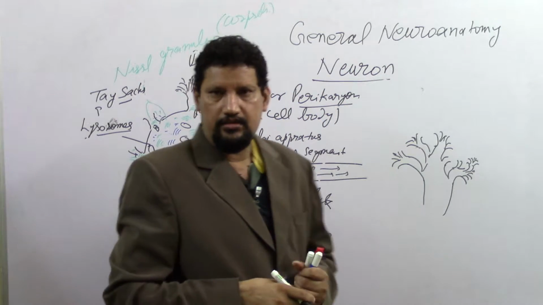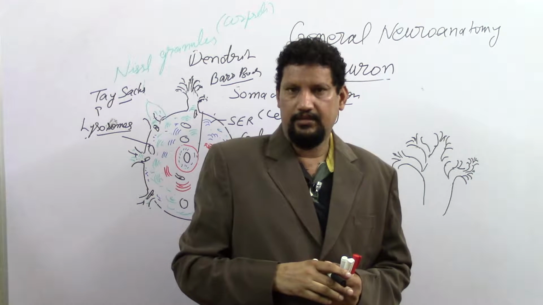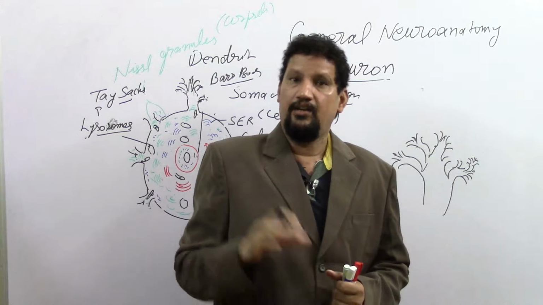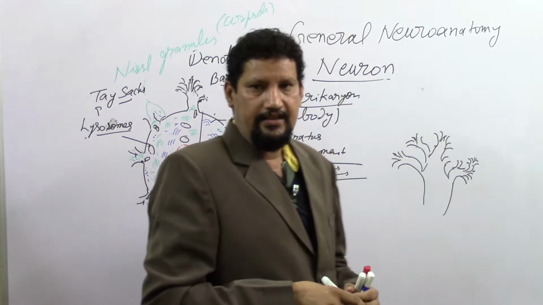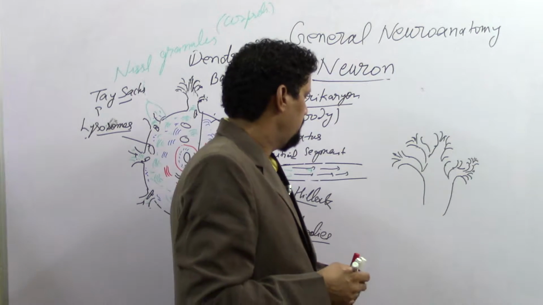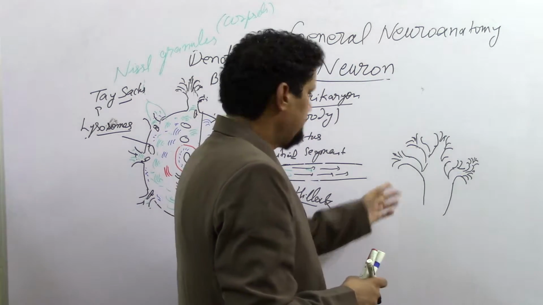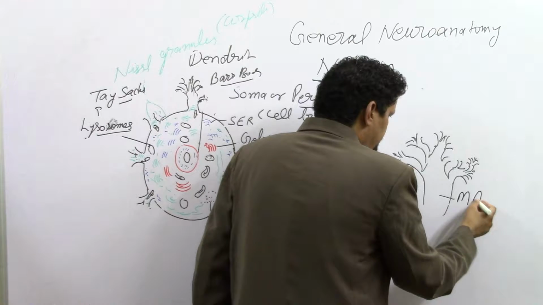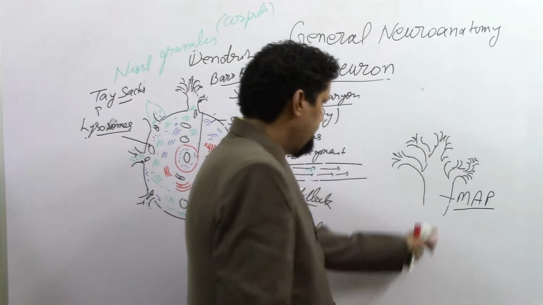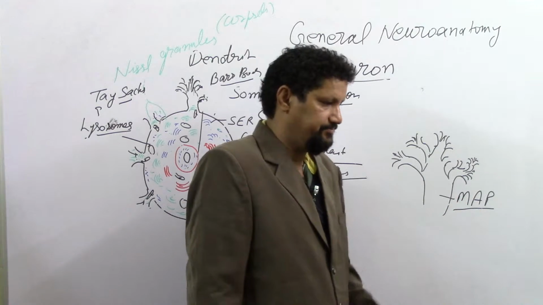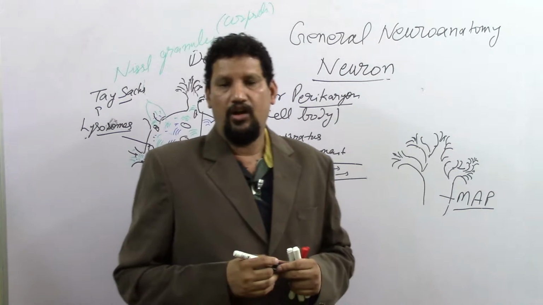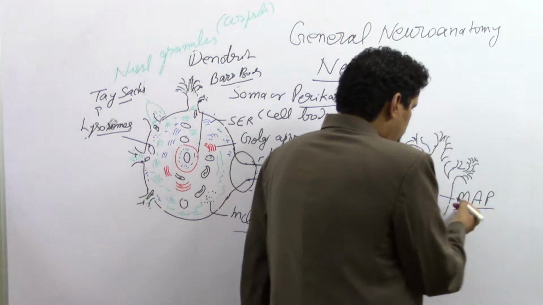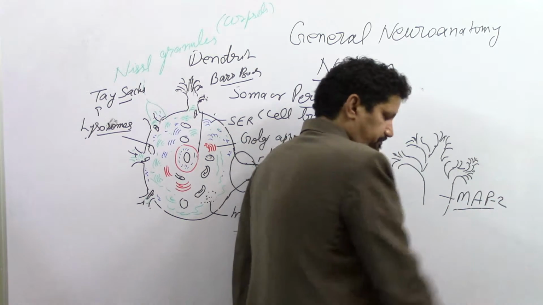As I have already told, neurons are contiguous. These are not continuous. These are not in physical contact with each other, but functionally these are attached to each other through synapses. So this is dendrite, and it is having MAP. MAP is seen in only dendrite. It is microtubule associated protein. So MAP is seen only in dendrites, not seen in axons, especially microtubule associated protein type 2.